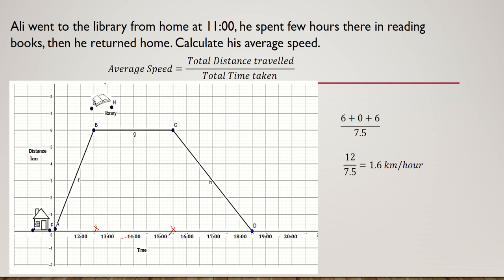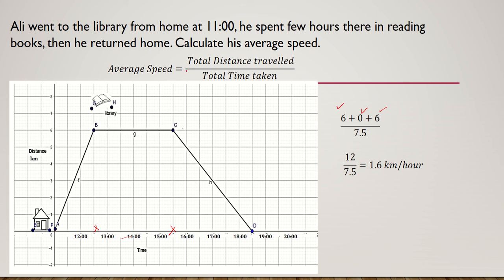But because there is no distance traveled, we can say the distance is 0. And the distance when he goes from home to library is 6 kilometer. Definitely the return distance is also the same, from library to home is also 6 kilometer.